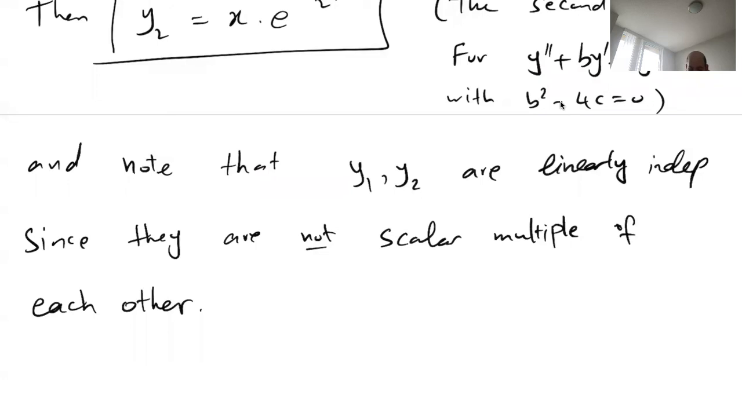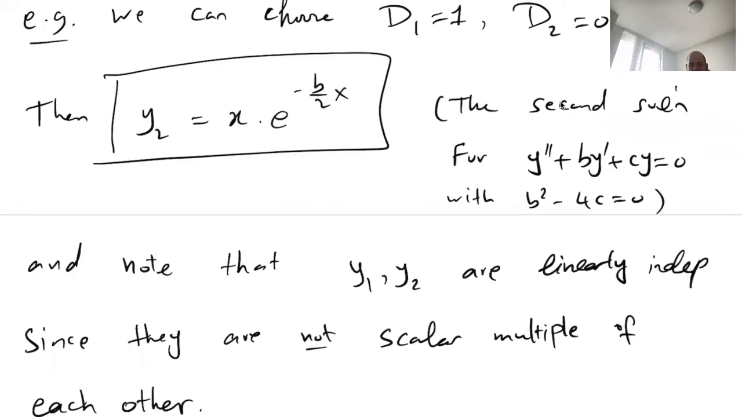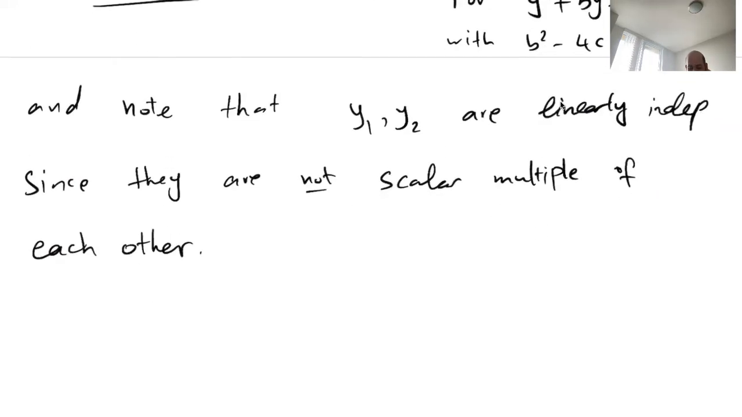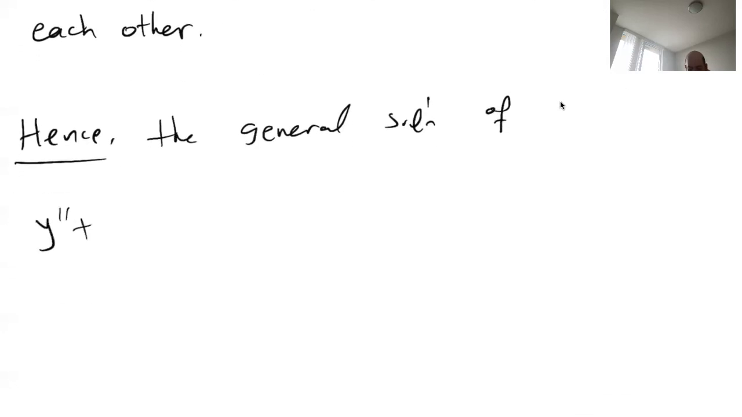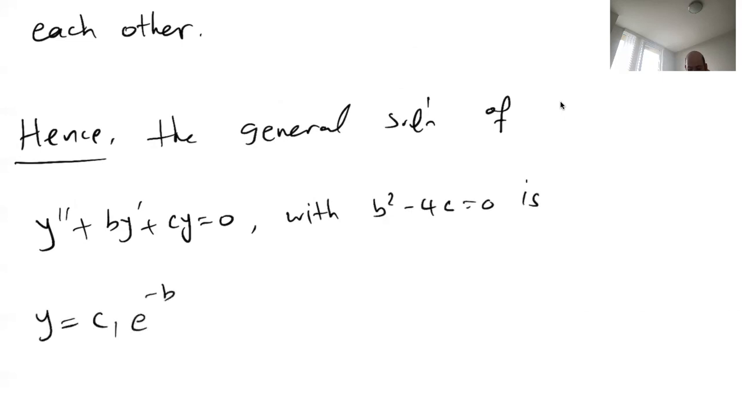And so y1, y2 are not scalar multiples of each other, so they are linearly independent. And we found two linearly independent solutions for our equation, and that means we can also find the general solution. So hence, the general solution of y double prime plus by prime plus cy equals 0 with b squared minus 4c equals 0 is y equals c1 e to power minus b over 2x. But let me first write it as c1 y1 plus c2 y2.